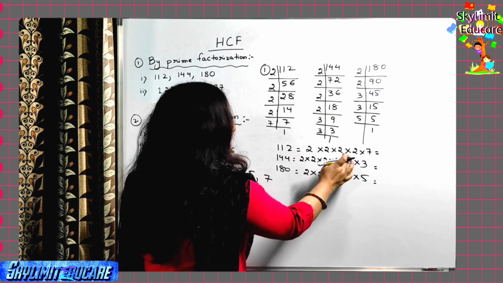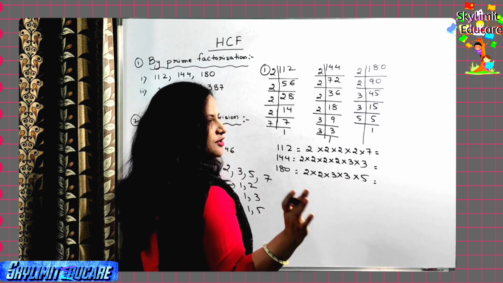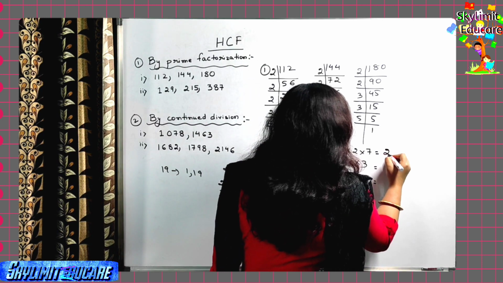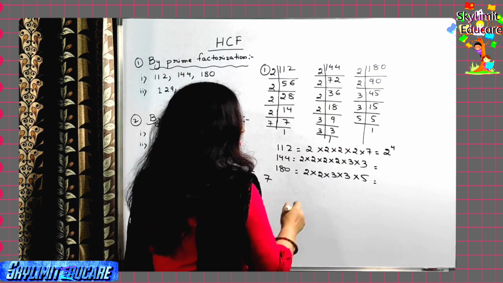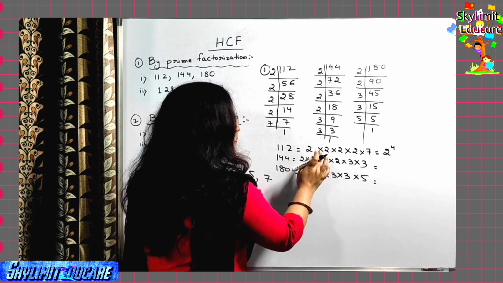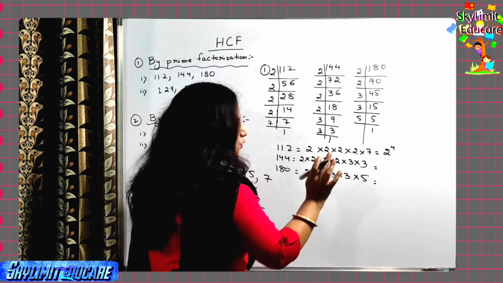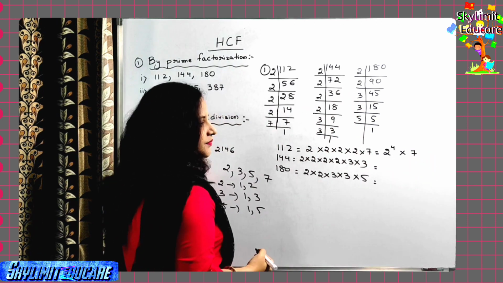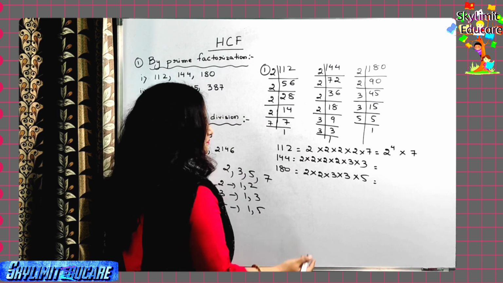Now how many 2's do I have here? You already have the idea of exponents, right? So I have 4 2's over here, so I can write it as 2 to the power of 4. Yes, 2 to the power of 4 is the same as 2 multiplied by 2 multiplied by 2 multiplied by 2. Multiplied by 7, which is only single, so I will write 7. There is no power, the power is 1.